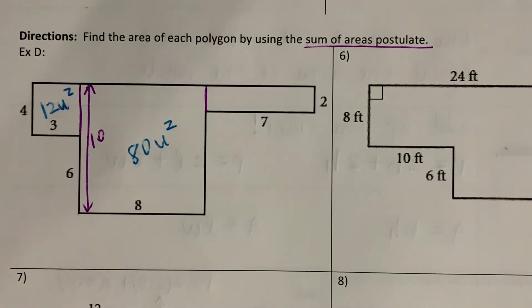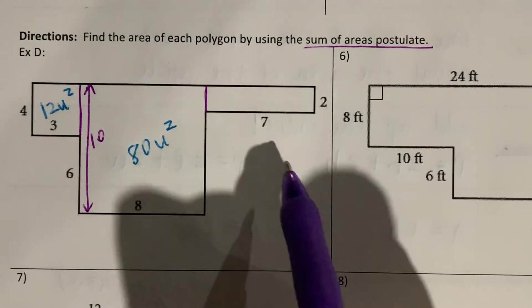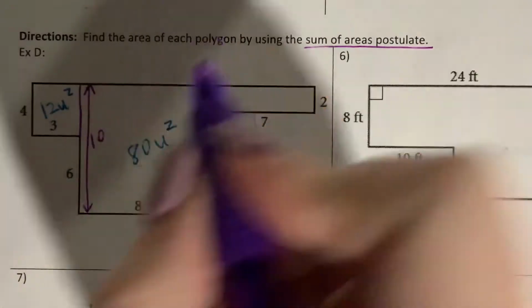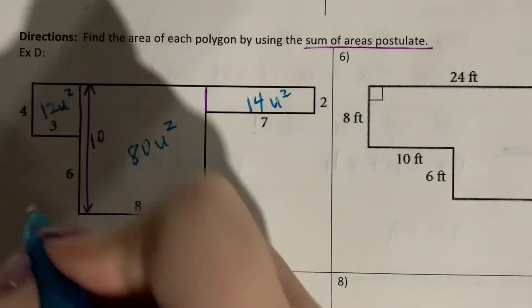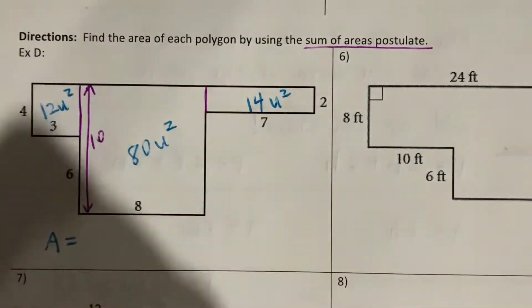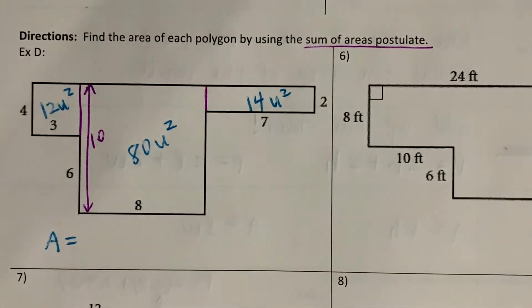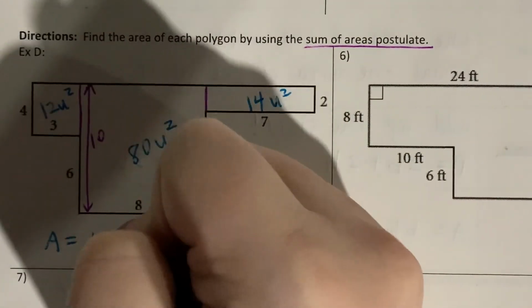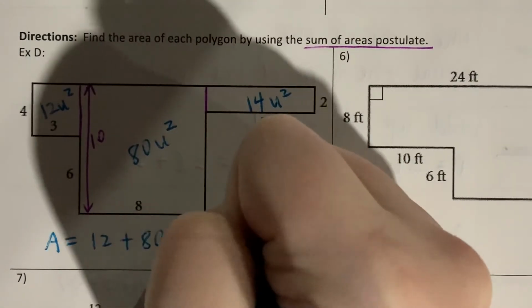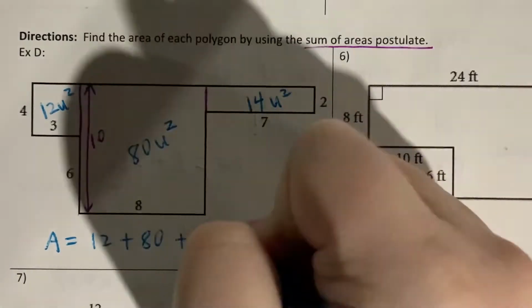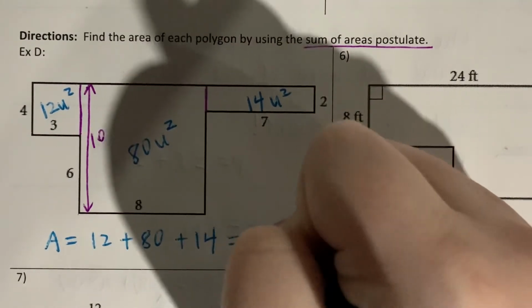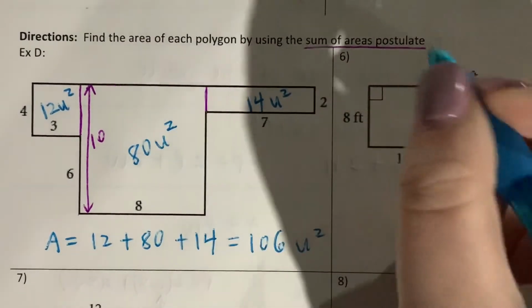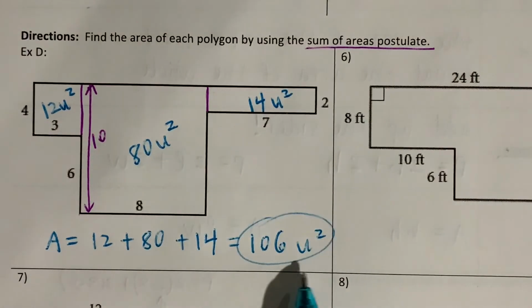And for the last one here, I have both my base and my height, so I can do 7 times 2, and I'll get 14 units squared. So then I can say that my area equals, and I'm going to add up each of my areas, so 12 plus 80 plus 14. When I do that math, I get 106 units squared for my total area.